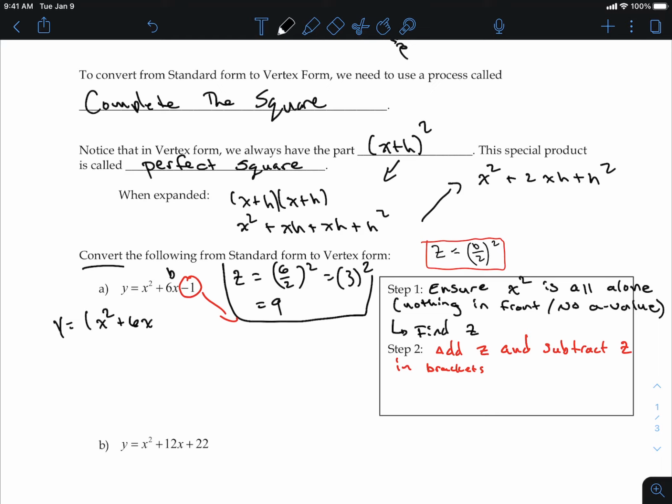Nothing's changed yet. Step 2 here says add z and subtract z. What's z equal to? 9. Plus 9, minus 9. Close the bracket, minus 1. Have I changed the equation is the point. That's why we've added and subtracted. I know people are going to be really angry with the add and subtract piece. They're going to be like, this is stupid. Why are we adding and then taking the same thing away? You'll see in 1 second. Something magical happens.